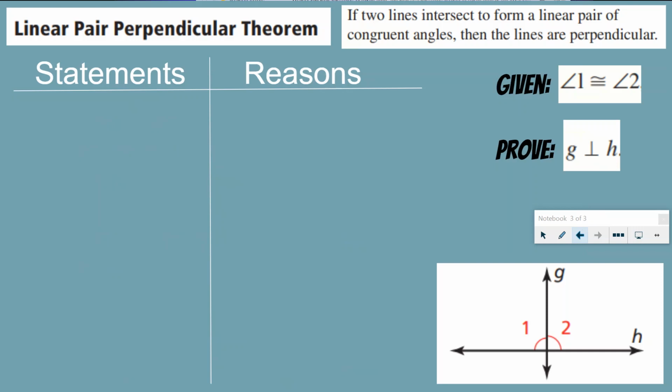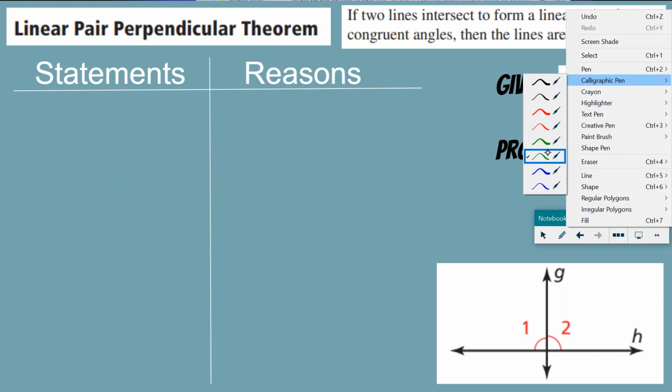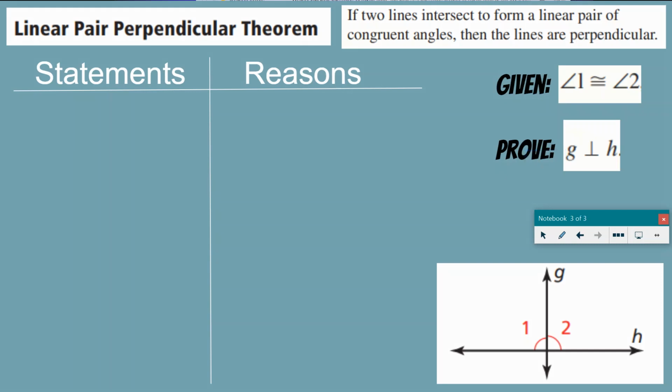So the first theorem that we're going to prove is the linear pair perpendicular theorem. And that states that if two lines intersect to form a linear pair of congruent angles, then the lines are perpendicular. So there's really two parts to that given statement, both that angle 1 and angle 2 are congruent, and that they form a linear pair that's shown here. So angle 1 and angle 2 are the same, and they line up along line H there.